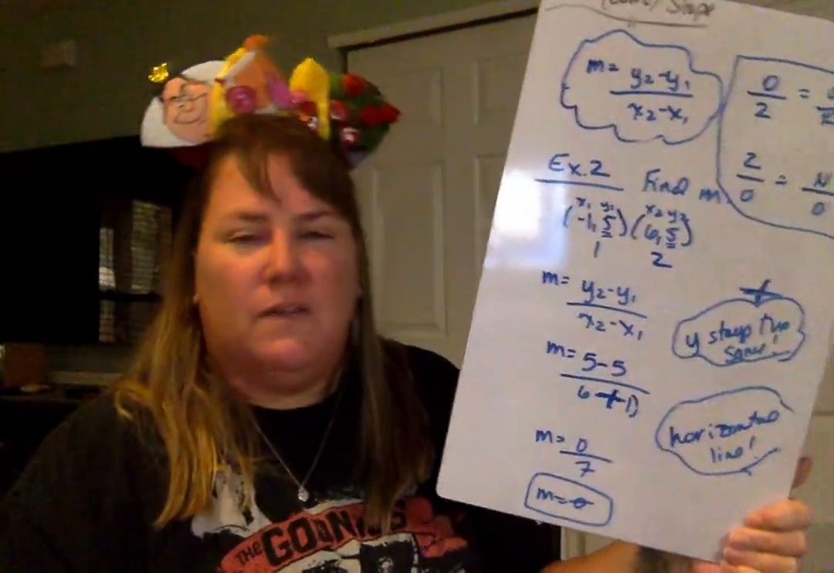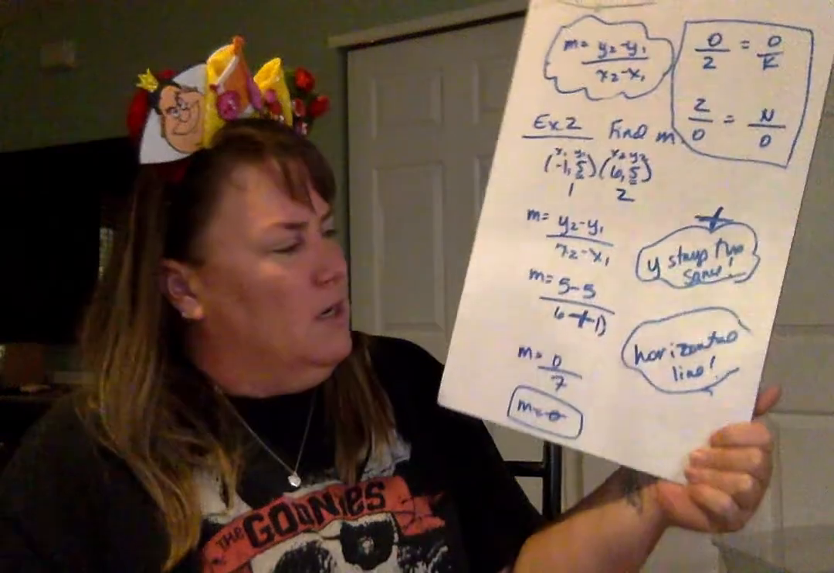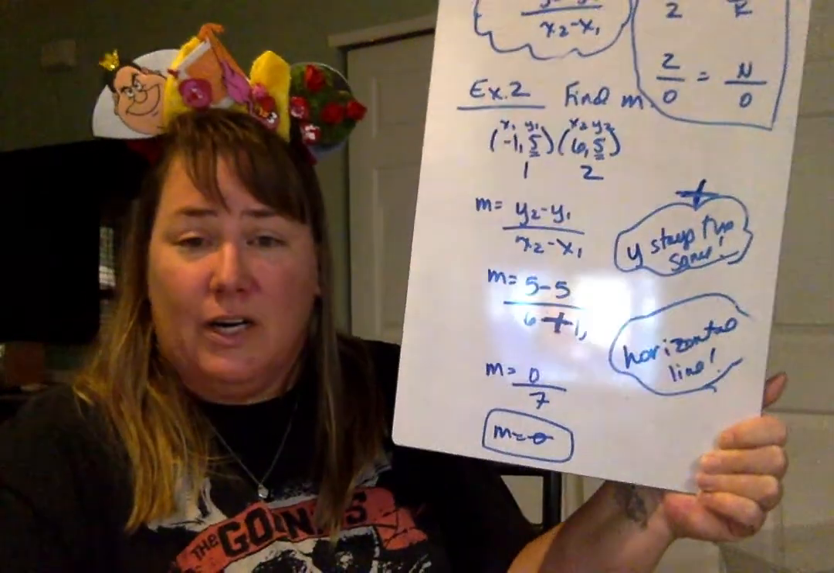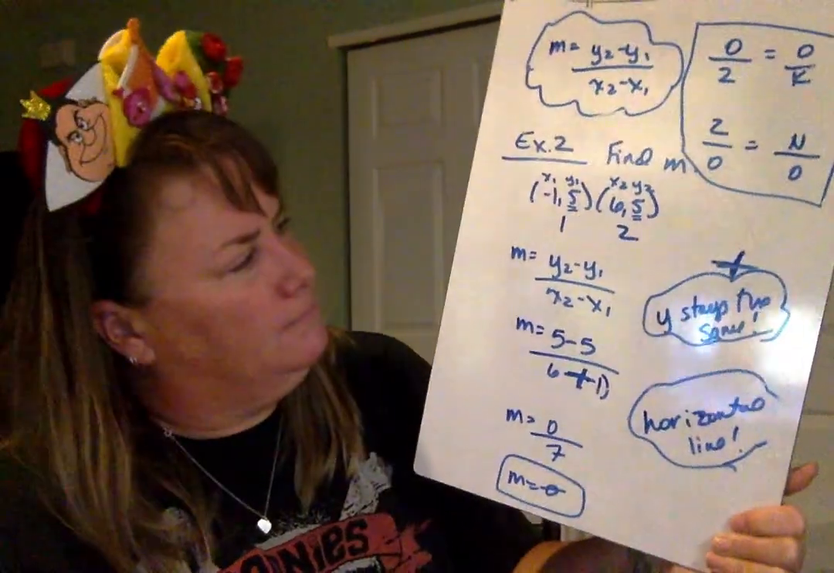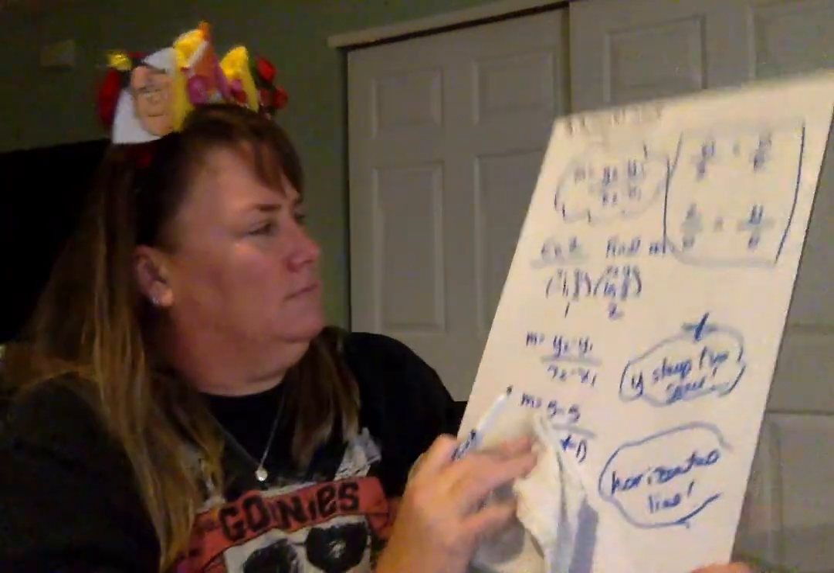So the way that you find the slope is still exactly the same. It's just now we're going to have zeros in our answers. And that's a horizontal line. All right.